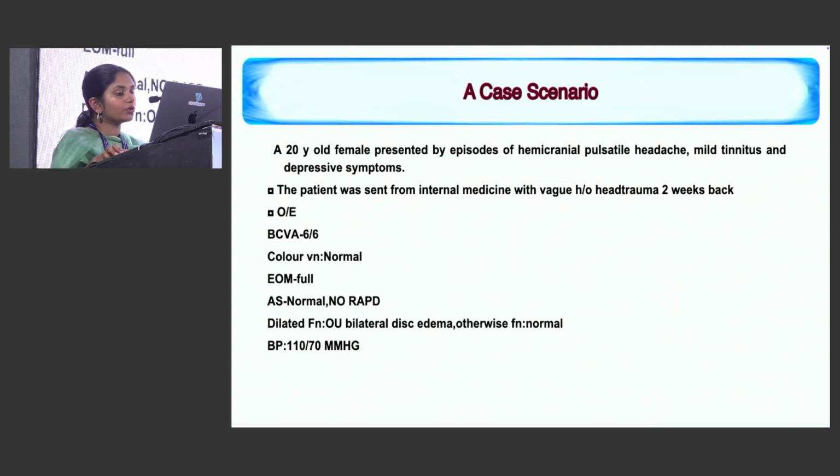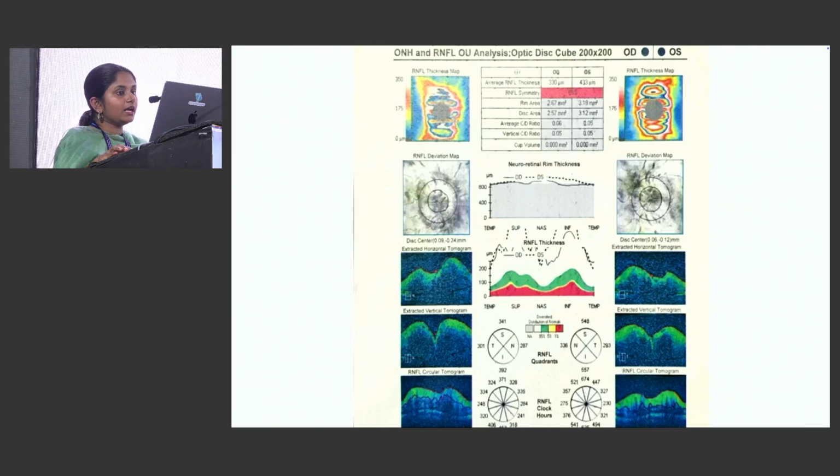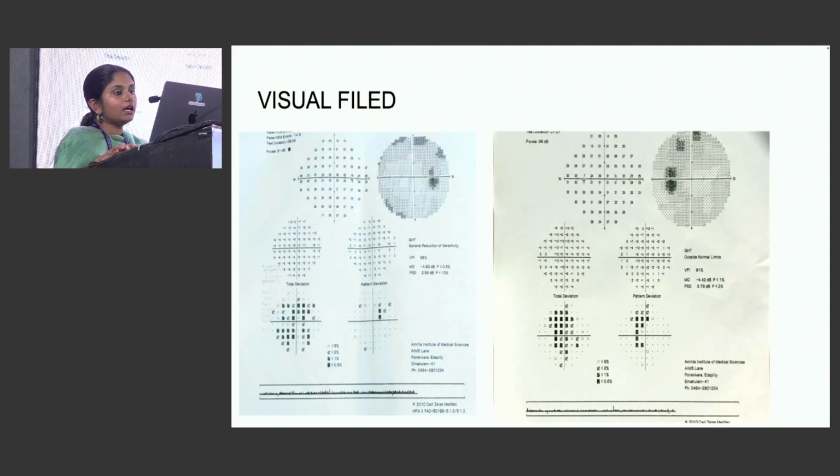Dilated fundus showed bilateral disc edema, otherwise the fundus was normal. And her BP was checked, it is normal. Her fundus showed papilledema or disc edema in both eyes, and OCT RNFL was taken, which confirmed the peripapillary RNFL thickening in all quadrants, and visual field was taken. Definitely the enlargement of blind spot was noted in both eyes.